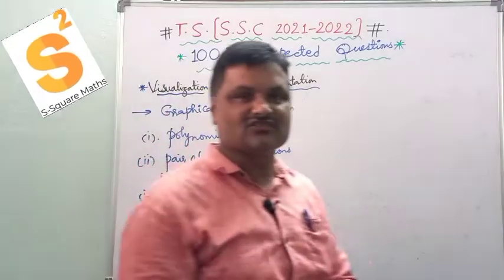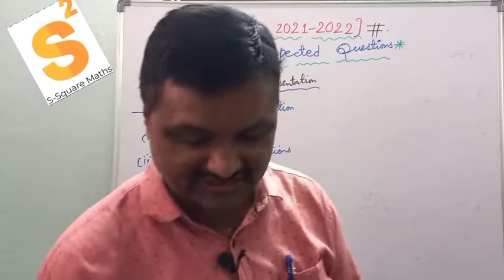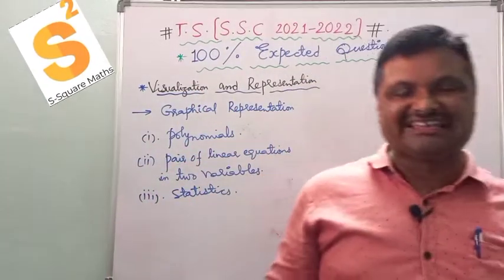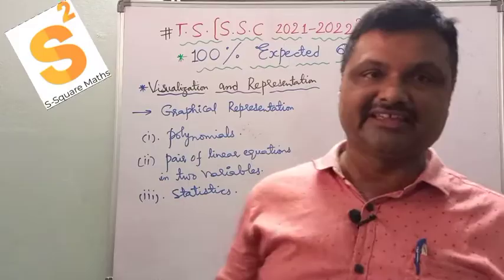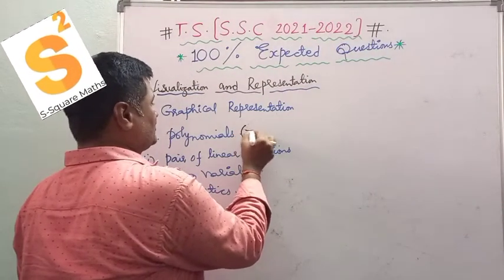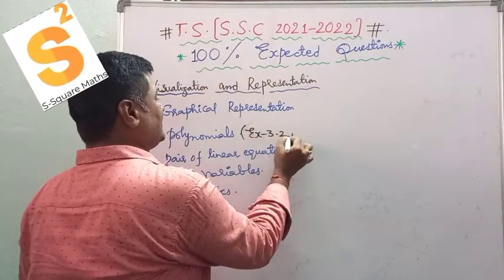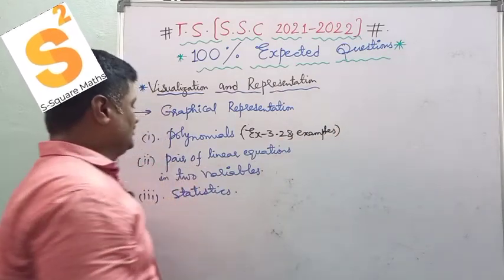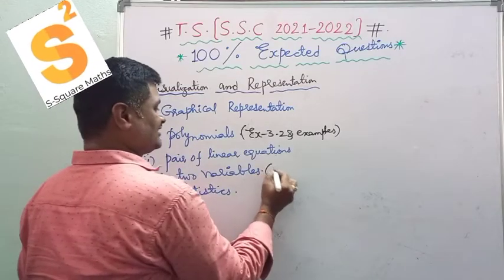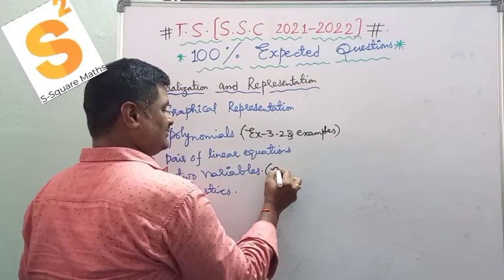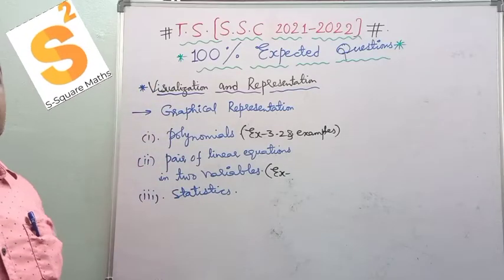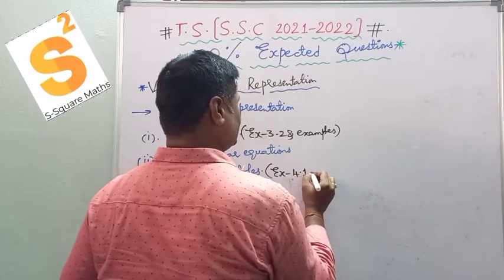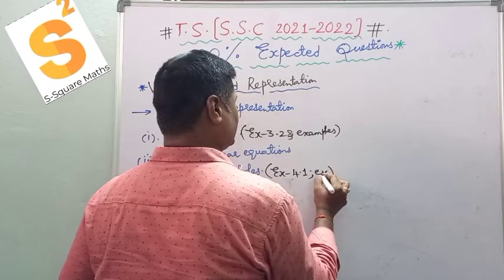So let us analyze this category now, graphical representation, which is finding the zeros of the quadratic polynomial. Here the exercise to follow is exercise 3.2 and examples. Next, here it is exercise 4.1 and examples also along with this.